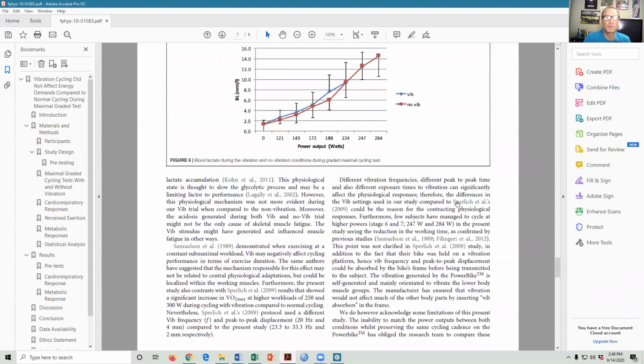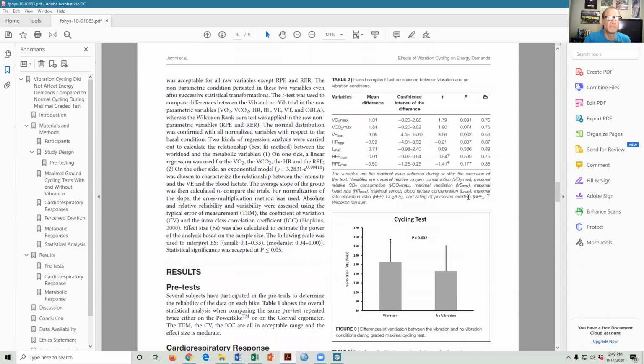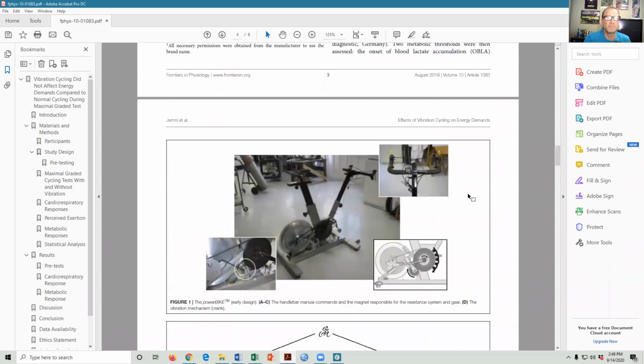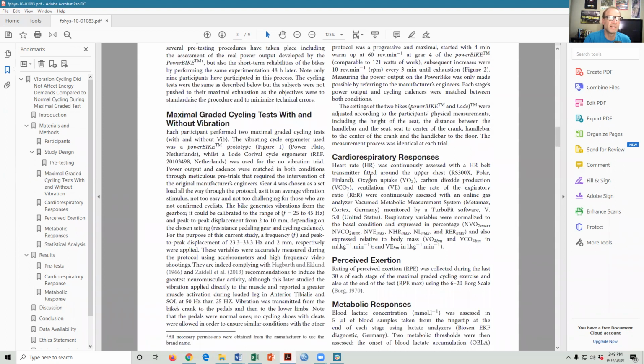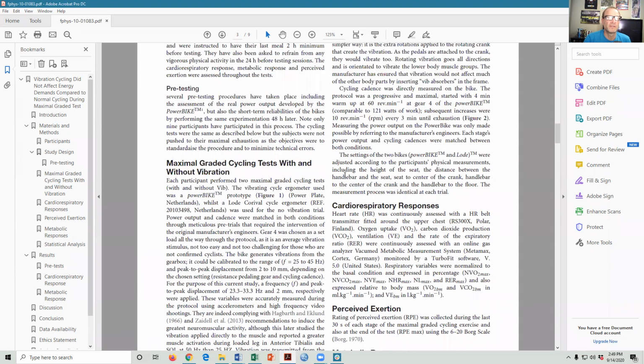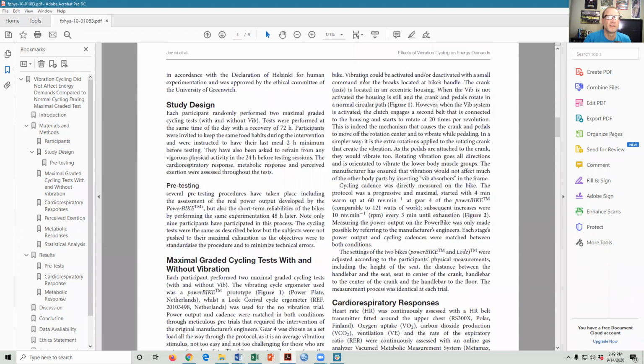So now what I would probably do, I won't do this in this video, is I would go in and start looking at some of the methods. Okay, and I would look specifically at how they were delivering the vibrations. And that's somewhere within this, here's vibration, could be activated or deactivated with a small command, located at the bike's handlebar, the crank.